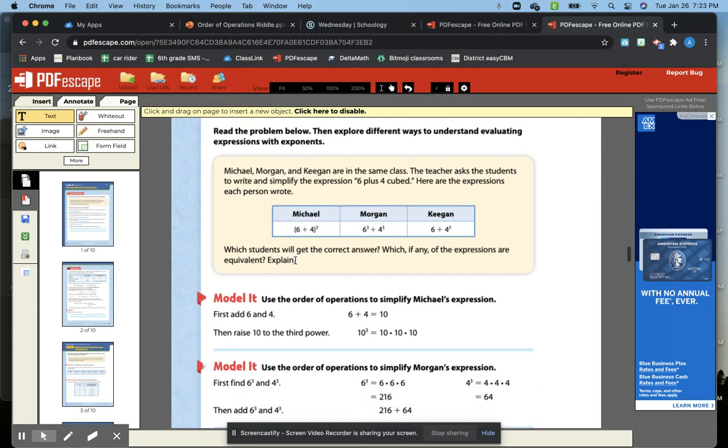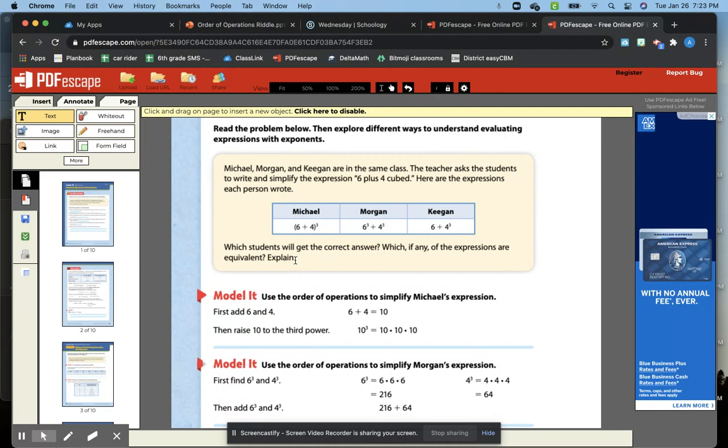Let's look at page 15. So Michael, Morgan, and Keegan are in the same class. The teacher asks the students to write and simplify the expression 6 plus 4 cubed. Here are the expressions that they wrote. Michael wrote 6 plus 4 and then cubed it. Morgan wrote 6 cubed plus 4 cubed, and Keegan wrote 6 plus 4 cubed.